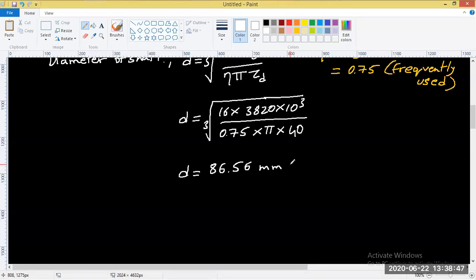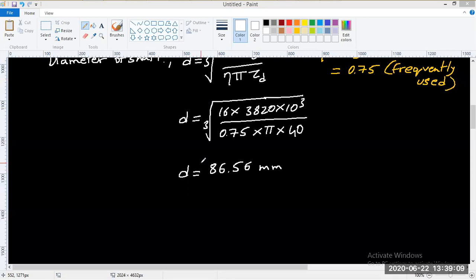Okay, just try that once again. You need to do a cube root. If you've done a square root by mistake, it's a cube root. So d is a cube root of 16 and the whole thing. Okay, just try it once again. I'm getting the answer as 86.56 mm. Okay.